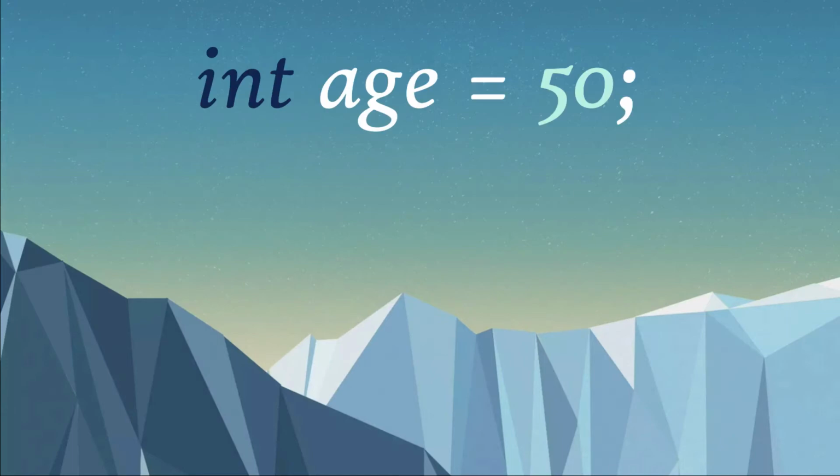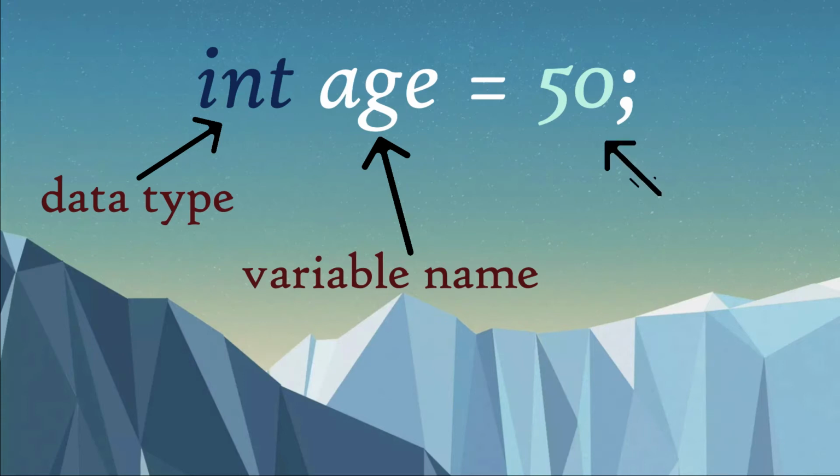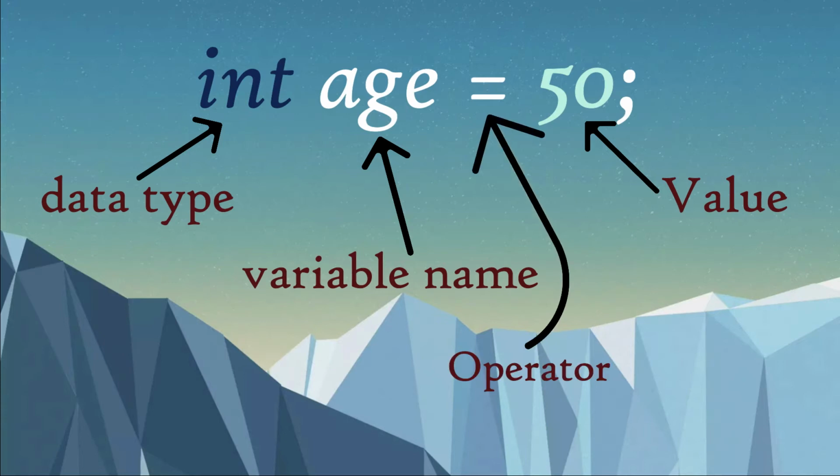Let's look at an example. int age = 50. In this example, age is a variable name, and it may contain a value like 20 years. The data type of the age variable is a number. So in this case, we write int as the data type of the age variable. And the value of age is 50, which is assigned by using the equal operator.